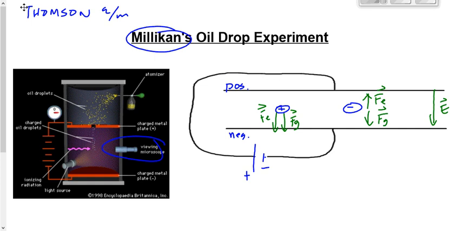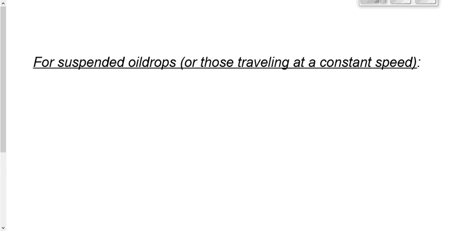We're going to analyze both of these particles. First, this one. We may find that one force is bigger than the other. If that's the case, this charged particle accelerates. But if those two forces balance each other, this charged particle, this oil drop, will either be suspended or it'll go up or down at a constant speed. That's what I want to look at first. When the charged oil drop is either suspended or traveling up or down at a constant speed, but not accelerating.